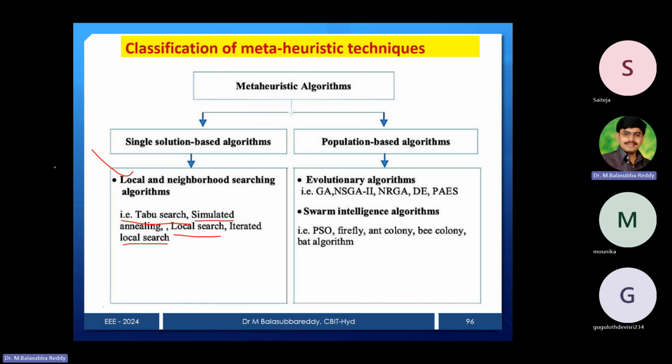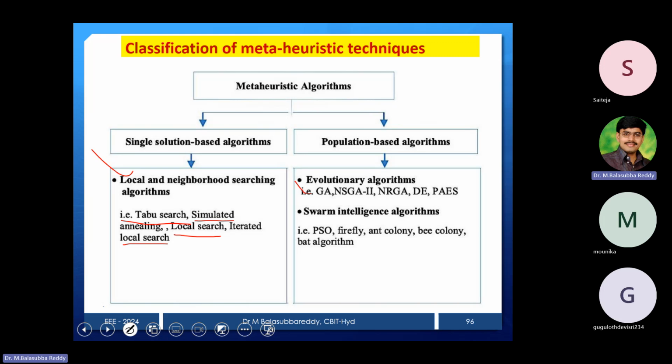And there is population based again. We have two categories in population based, because nowadays for many optimization problems we are using only population based algorithms. We have the genetic algorithm. This is for the second unit anyhow.